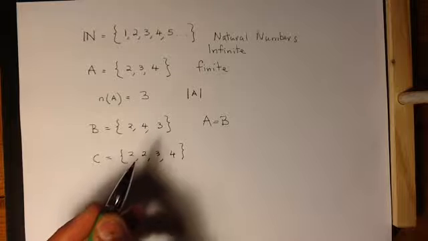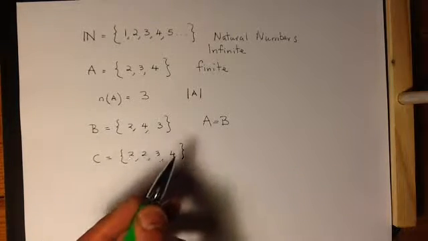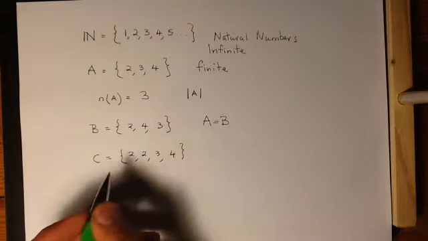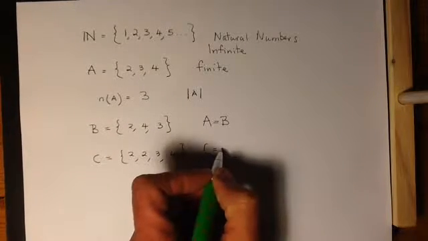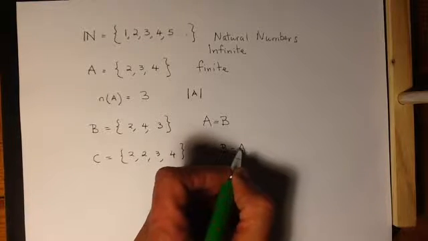So we would not have a set like this, because this actually is the same as 2, 3, 4. So in fact, C is also the same. So C is the same as B, and that's the same as A.